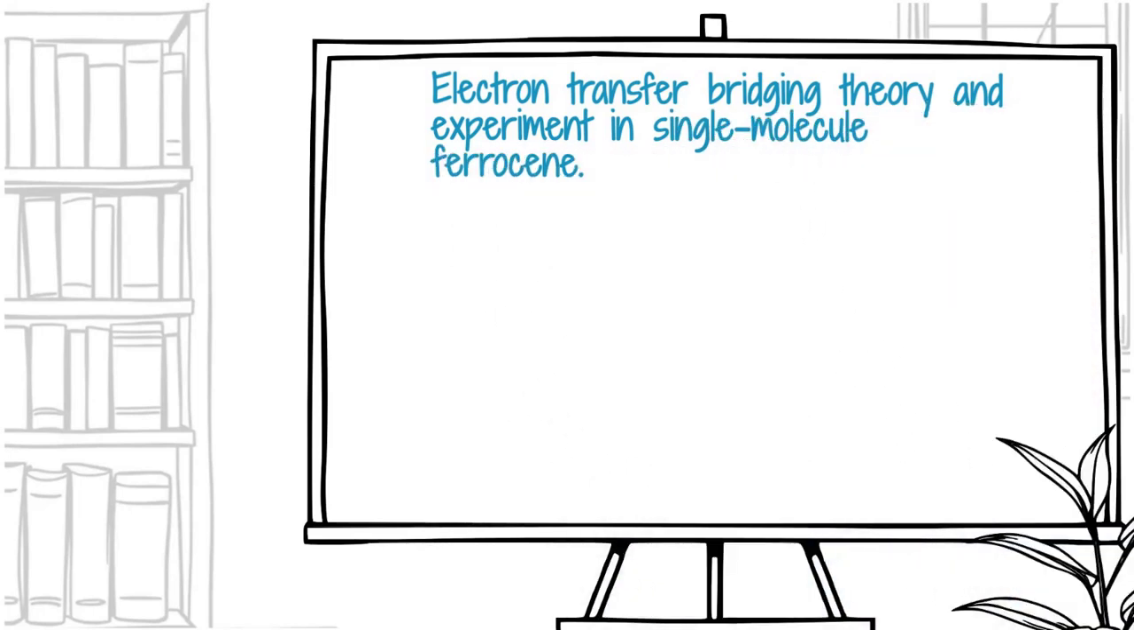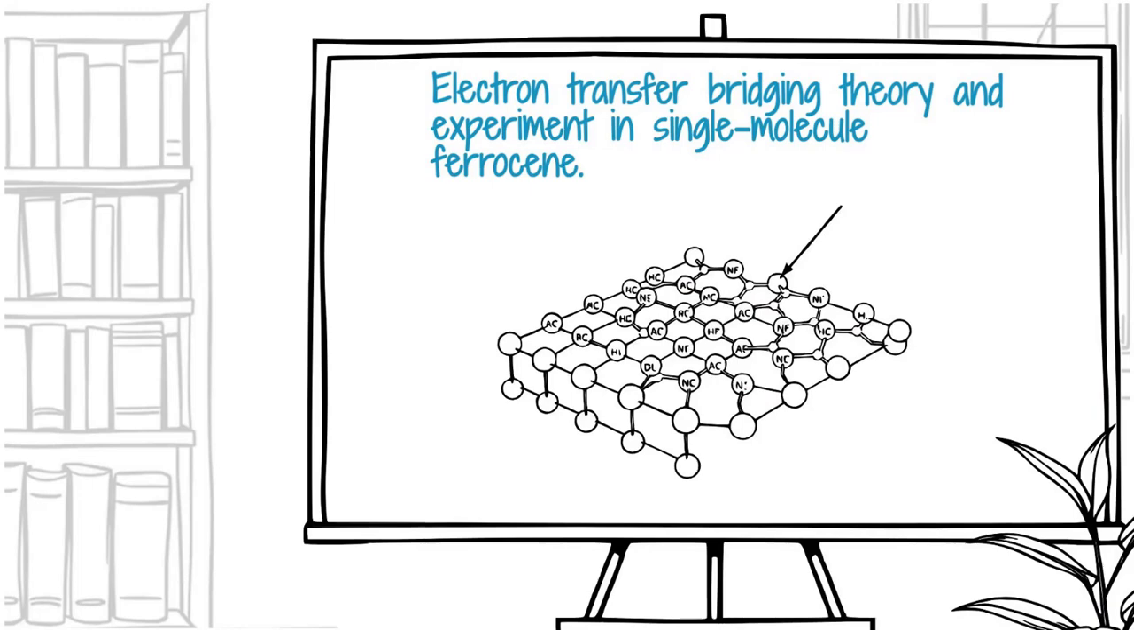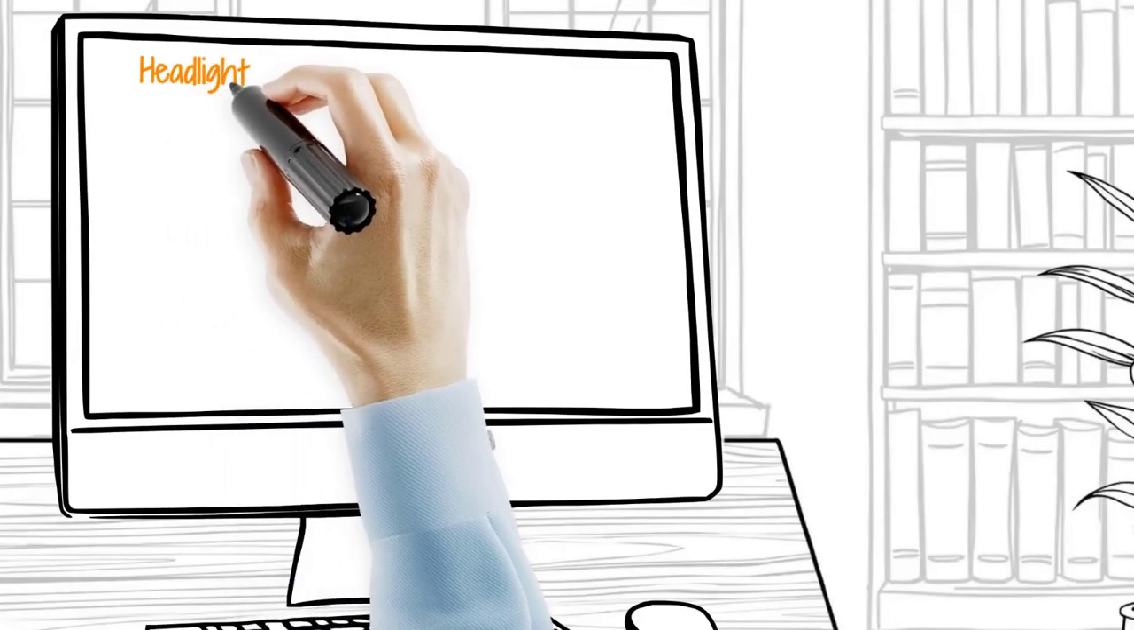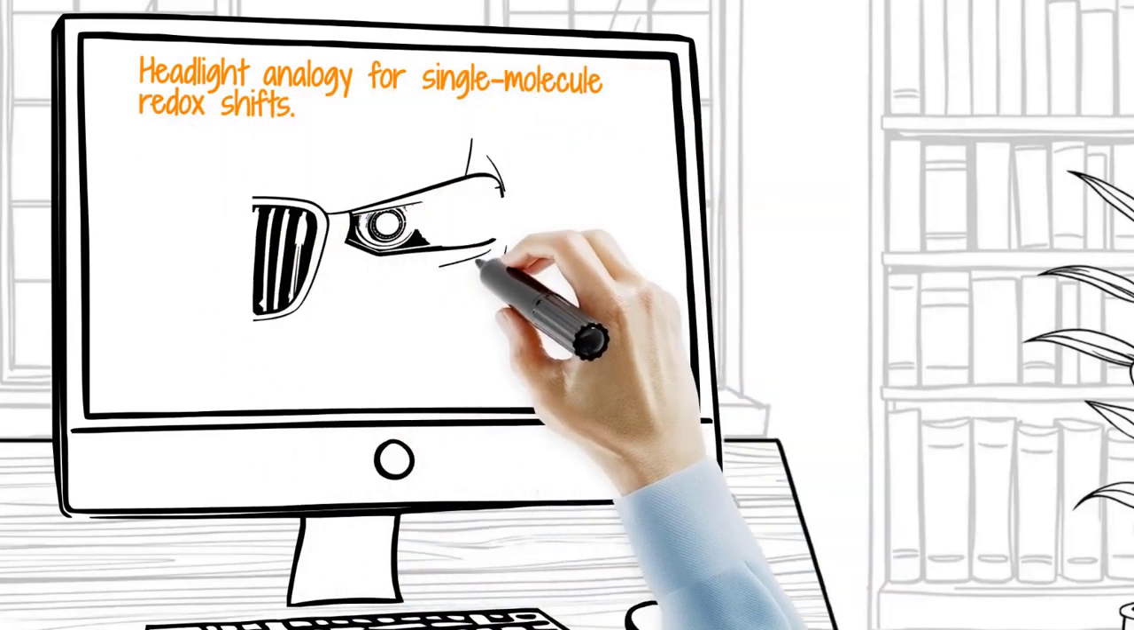Single molecule reduction of ferrocene showed changes in topography and conductance near the redox potential, like watching a car's headlights dim as it switches to battery power, indicating an internal electronic shift.